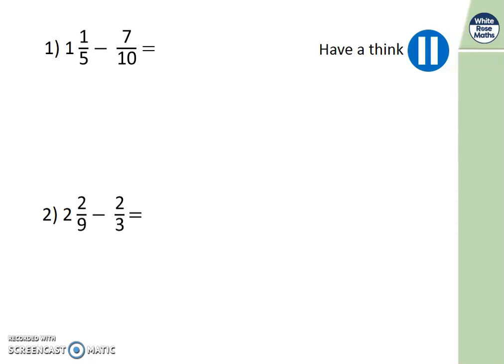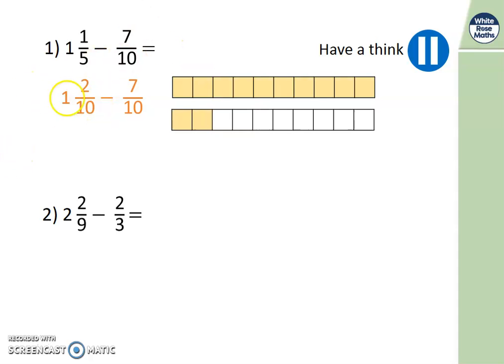Number 1, let's try it with the bar model method. So the first step is to convert my 1/5 into tenths. So we'd be doubling both parts, so that's 1 and 2/10 subtract 7/10. You can see I'm going to have to break back into the whole one. Let's build it in tenths. So I have 1 whole bar in tenths and another bar in 2/10.